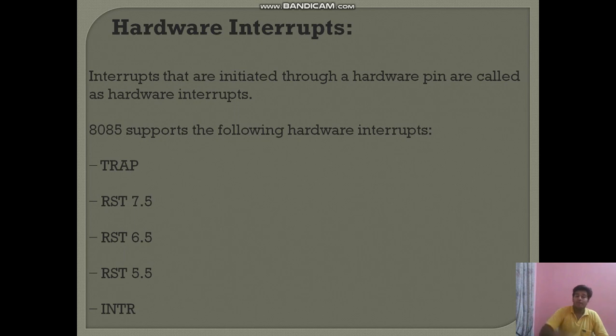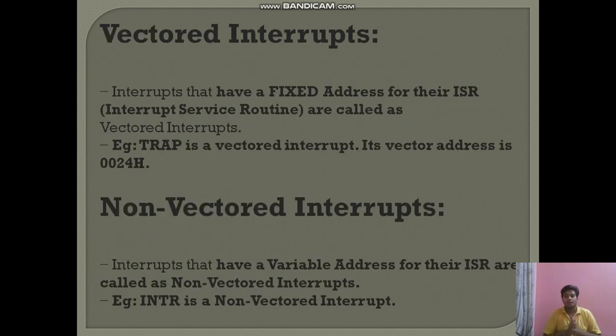So how many types of hardware interrupts are there? There are 5 types of hardware interrupts: TRAP, RST 7.5, RST 6.5, RST 5.5, and INTR. These are the five hardware interrupts of 8085. We'll study about them in detail later.